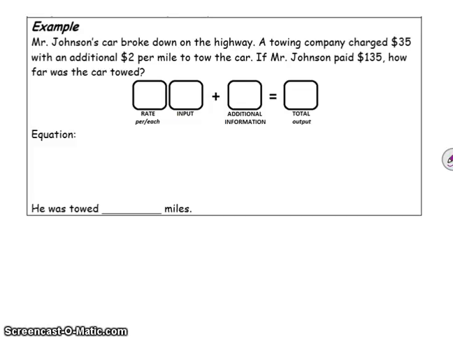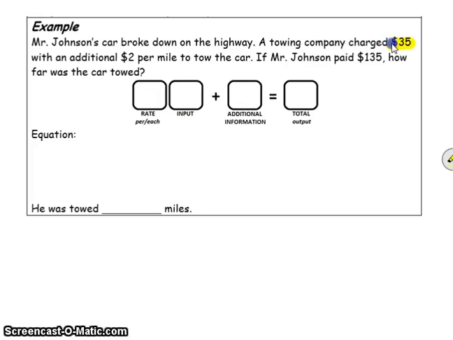If you'll take out the half sheet that has this example on it, it says Mr. Johnson's car broke down on the highway. A towing company charged $35 with an additional $2 per mile to tow the car. If Mr. Johnson paid $135, how far was the car towed? Anytime I have word problems, I need a highlighter. So go ahead and get your highlighter out. I need to highlight the important information.